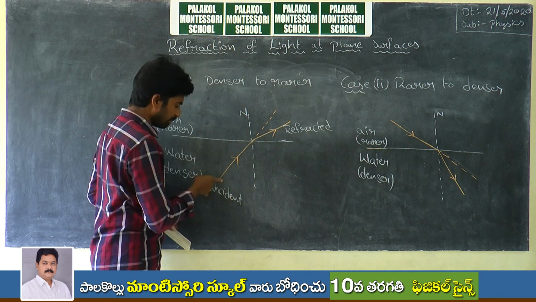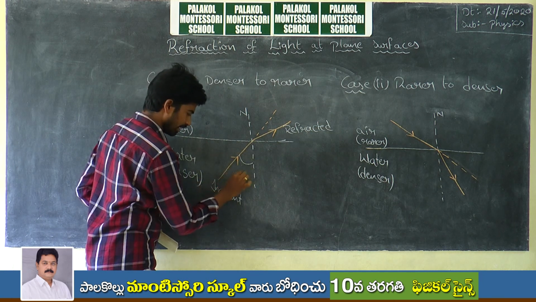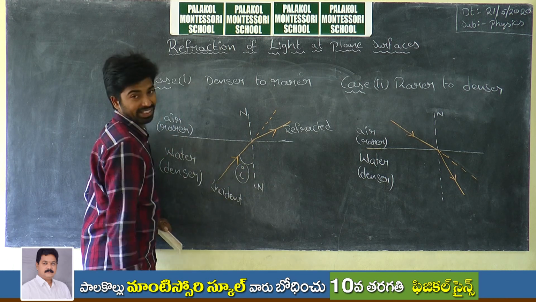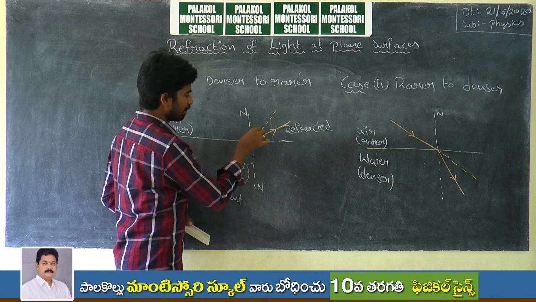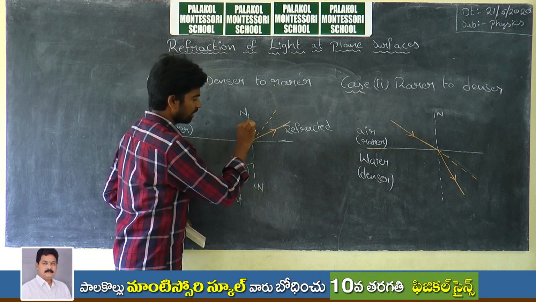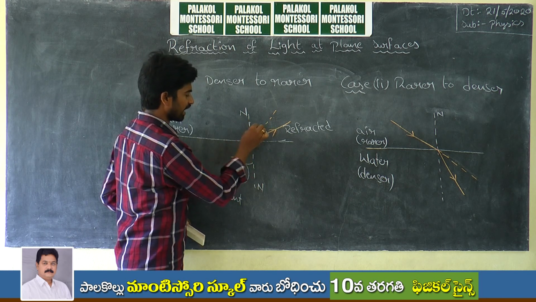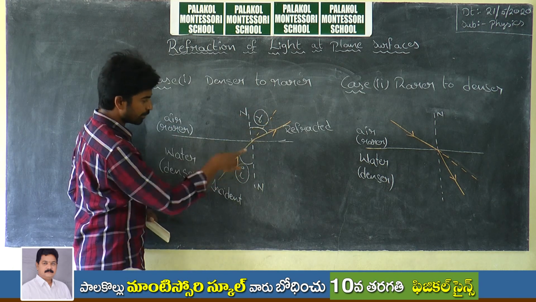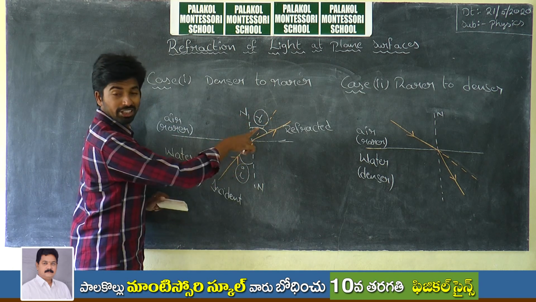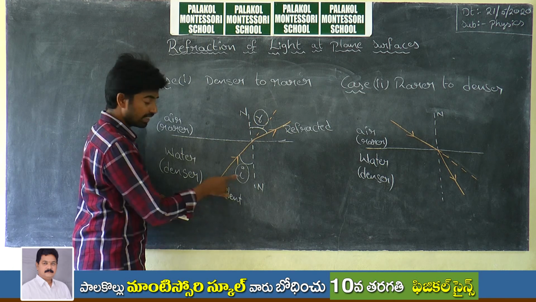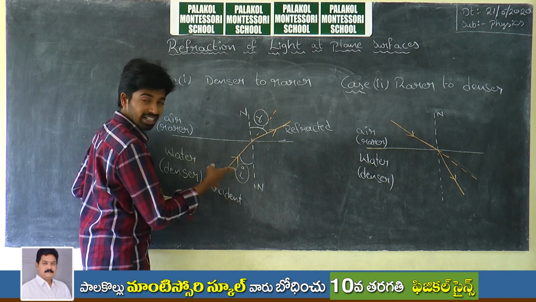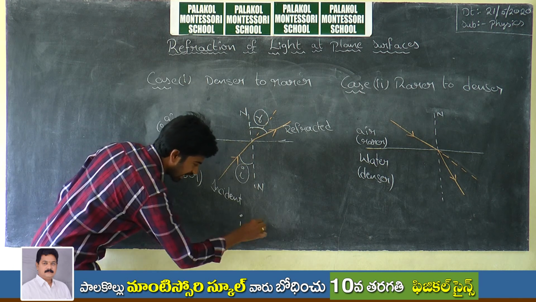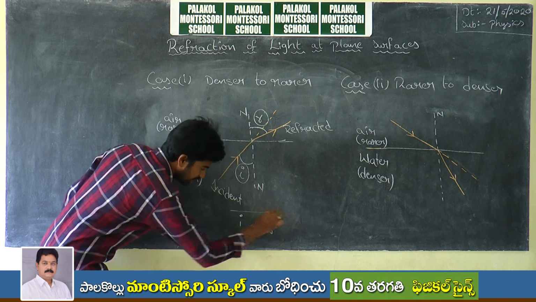So the angle made by the incident ray with the normal is called the incident angle I. The angle made by the normal line with the refracted ray is called the refracted angle R. If you observe these two angles, the refracted angle is greater than the incident angle, or the incident angle is less than the refracted angle.